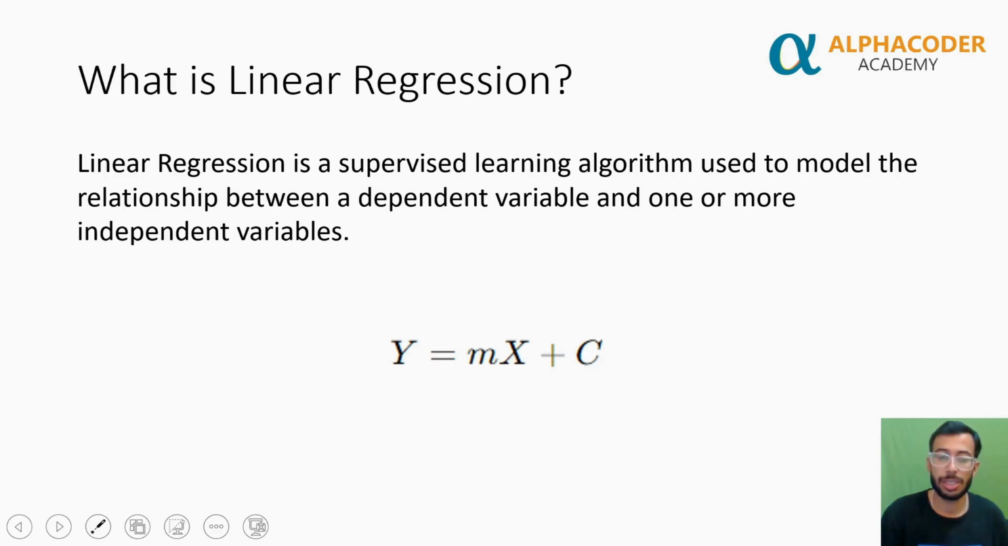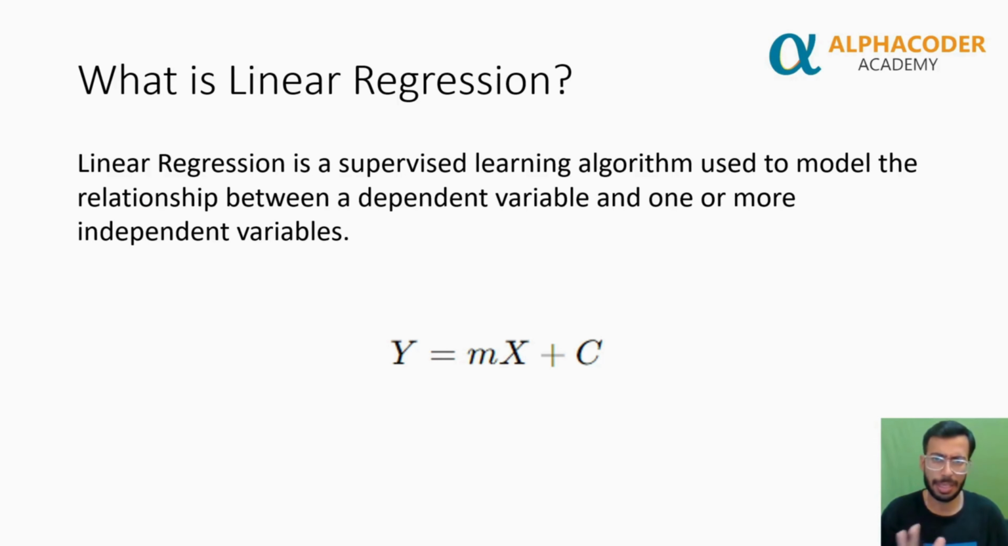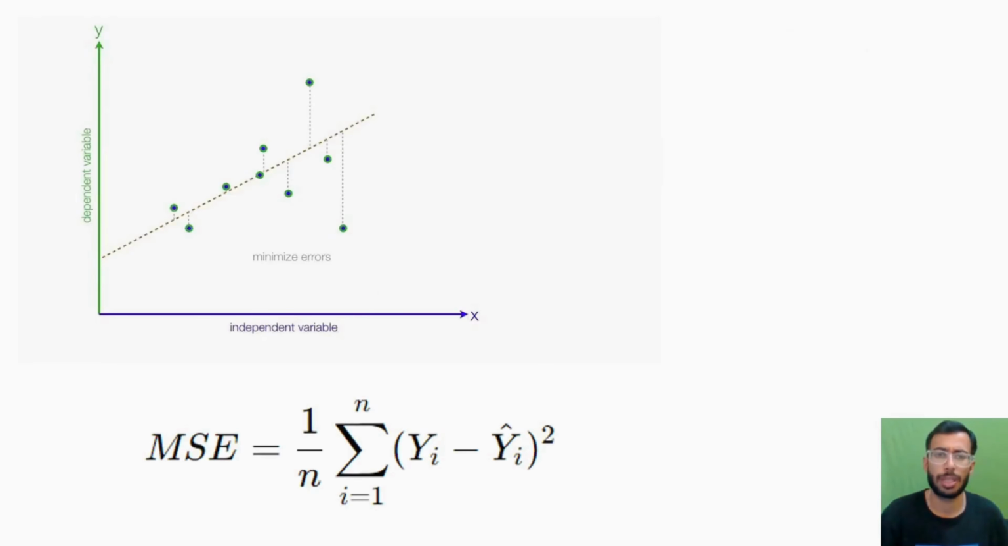See, linear regression is a very good supervised learning algorithm, a very basic one, very intuitive, I would say. And linear regression basically tries to get the relationship between the dependent variable and one or more independent variables. Okay. Now, first let me tell you what is dependent and independent, if some of you don't know that.